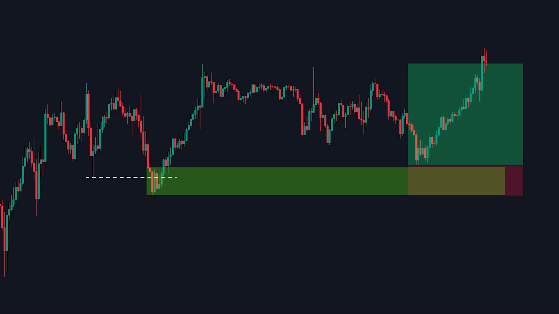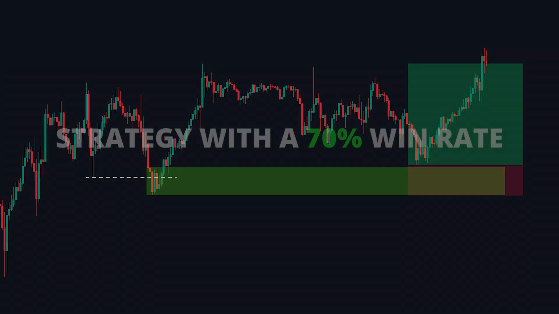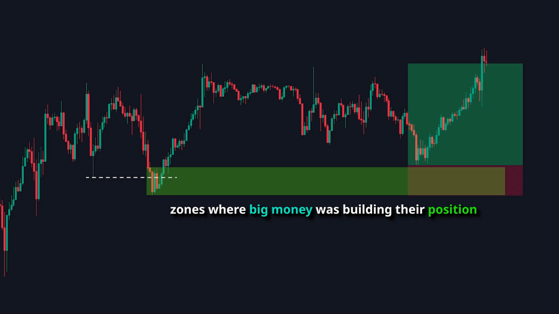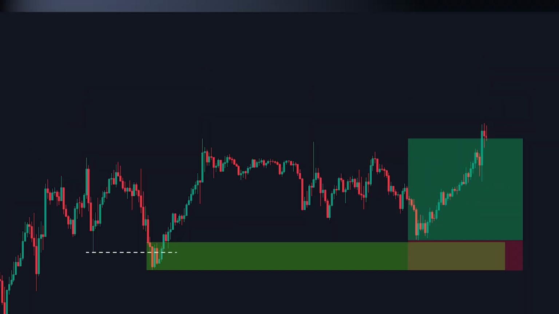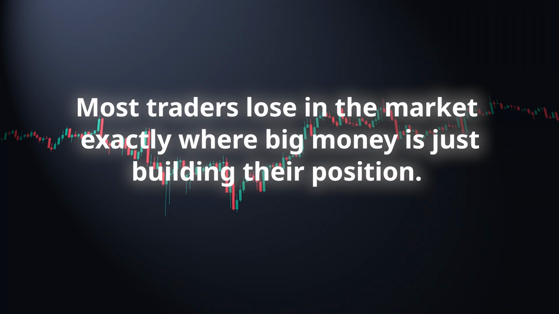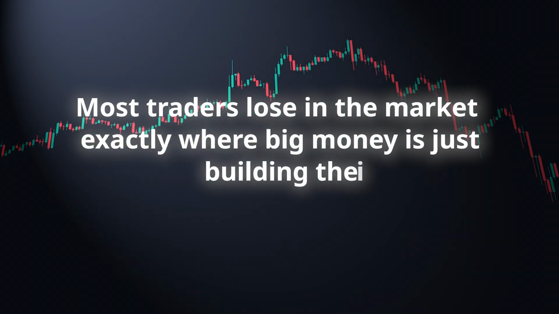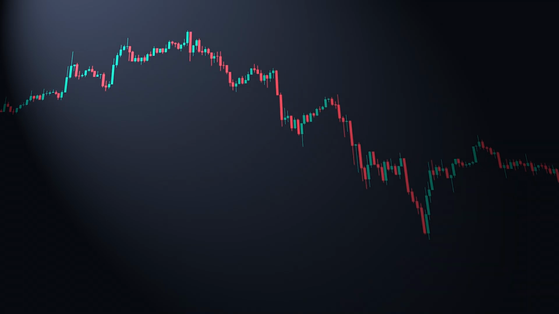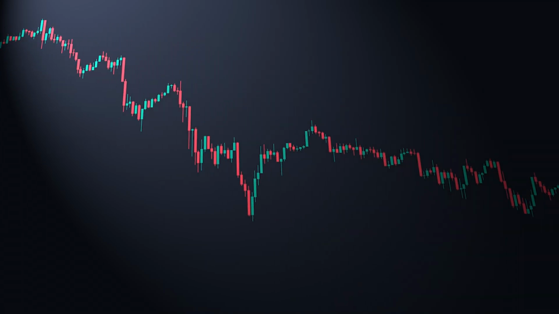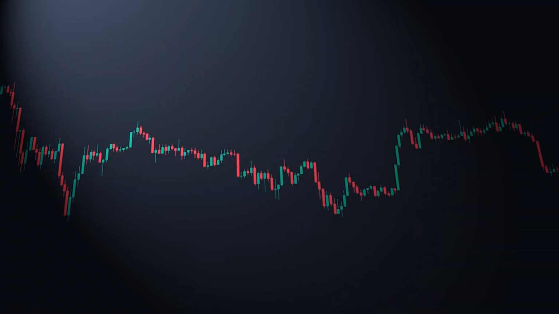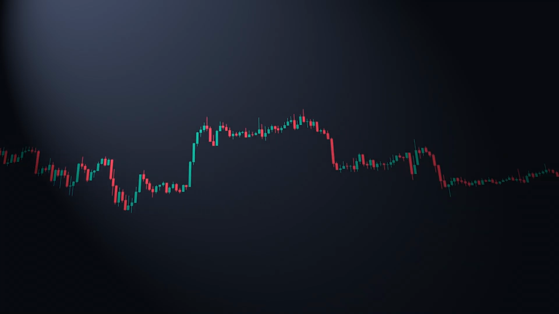We'll look at a trading strategy with a very high win rate, over 70%. We'll peek into zones where big money was building their position and which they'll defend at any cost. Most traders lose in the market exactly where big money is just building their position. These aren't random movements, but a well-planned strategy of smart money. And today, I'll reveal this mechanism to you, which will help you move from the victim category to the winner category.